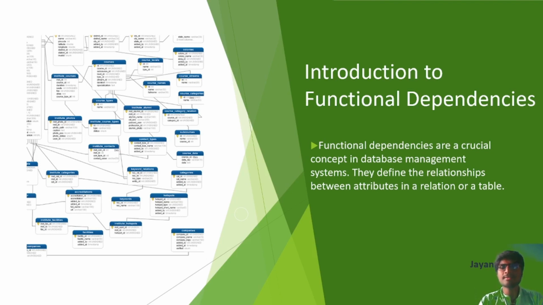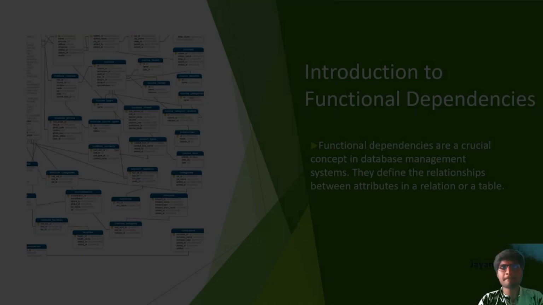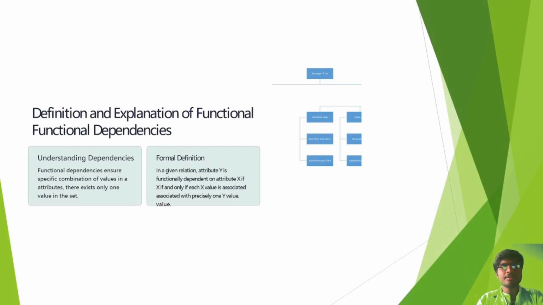Introduction to functional dependencies. Functional dependencies are actual concepts in a database management system. They define a relation between attributes in a relation or a table. Definition and explanation of functional dependencies. Understanding dependencies and formal dependencies.